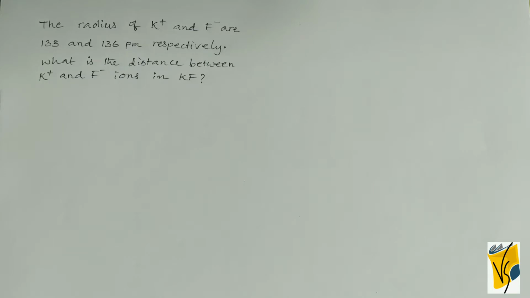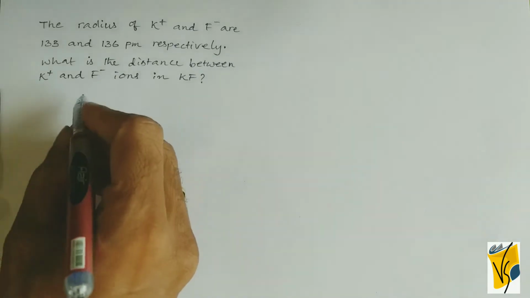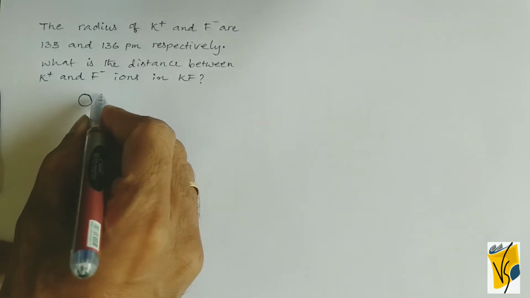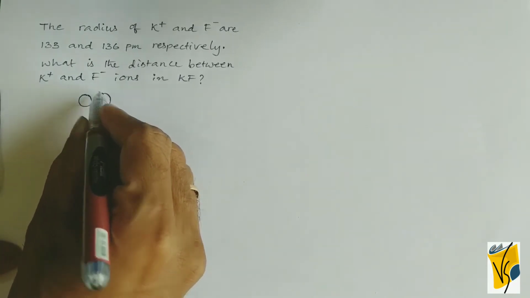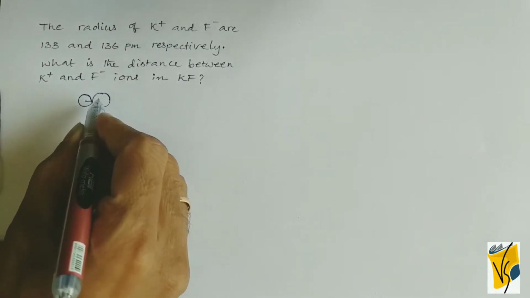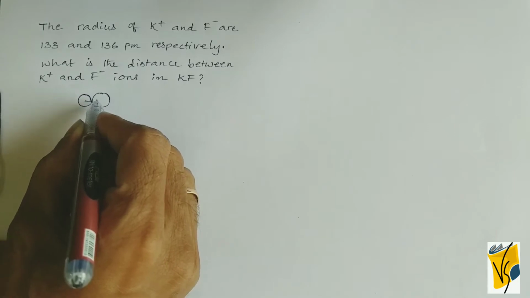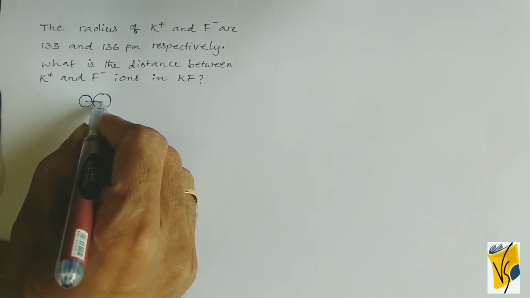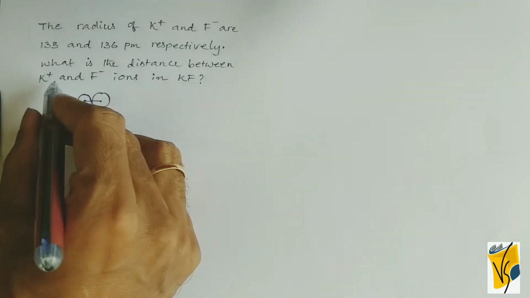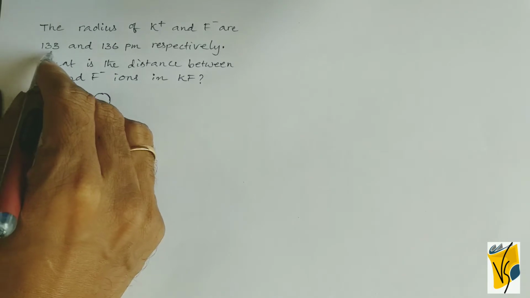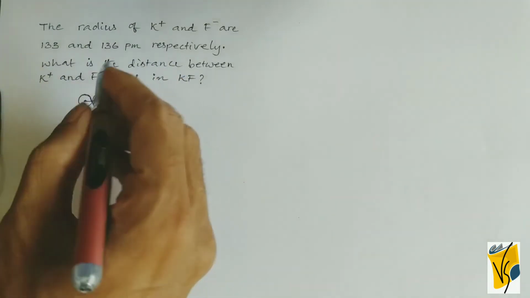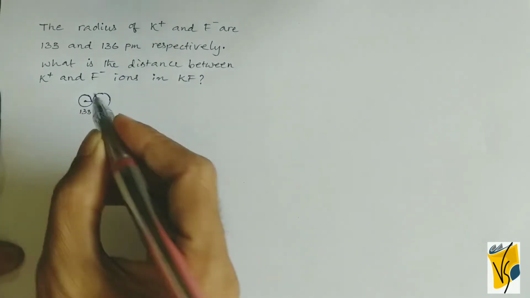So here the cation is smaller and the anion is larger. They will be touching like this, and the radius of the cation and anion are given, and we have to find out the internuclear distance. What is the radius of cation? Radius of cation is 133 picometers, and radius of anion is 136 picometers.